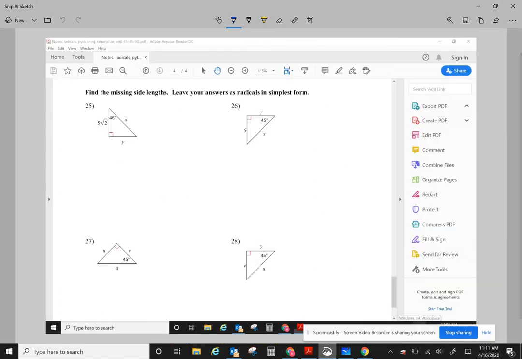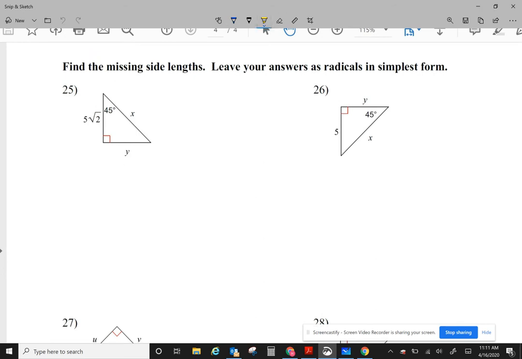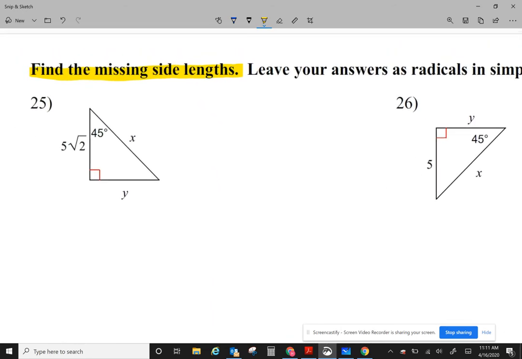So let's take a look at our notes today. For my notes, I have find the missing side lengths. I want you guys to find both of them, the x and the y. For your homework, I'm going to specify exactly which one that I want. I might say give me x or give me y. So for homework, I'm asking for one specific. Here in the notes, I'm asking for both.